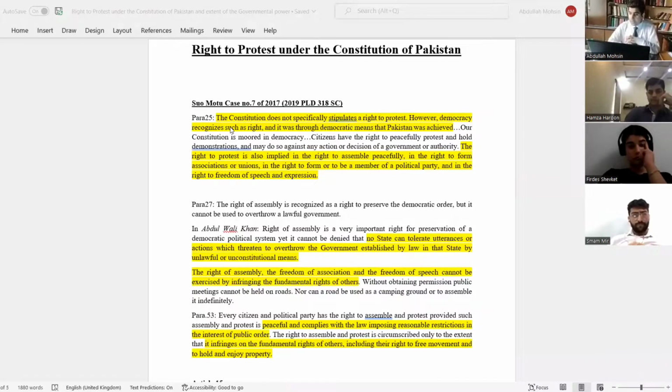This webinar concerns the constitutional right to protest under the Constitution of Pakistan, and also the limits of that right, and what the extent of the restrictions is. I'll start by describing the constitutional legal framework concerning the right to protest. And I'll also discuss some of the jurisprudence.